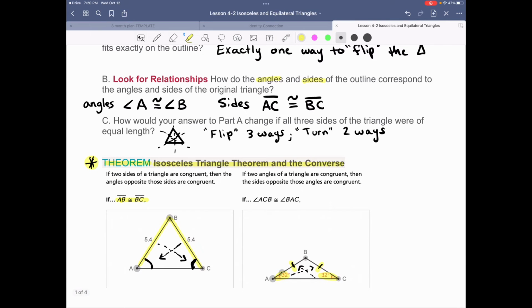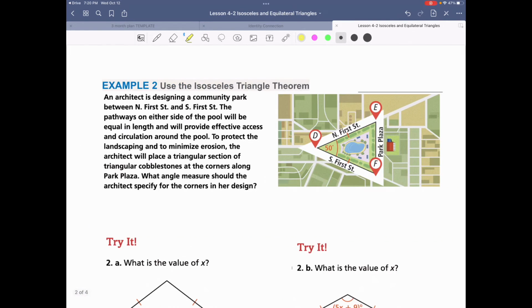Okay, so turn the page. Example 2. We're going to use the isosceles triangle theorem. So again, if you don't have a highlighter, then put an asterisk here. An architect is designing a community park between North 1st Street and South 1st Street. The pathways on either side of the pool will be equal in length and will provide effective access and circulation around the pool. So the pool is, I'm going to get blue highlighter. The pool is right here.